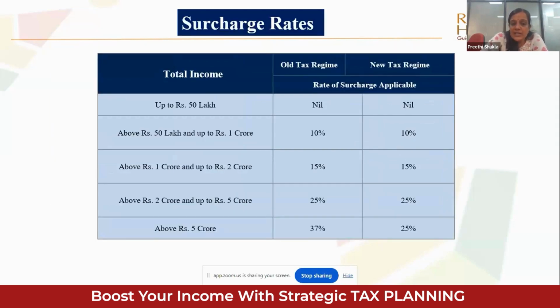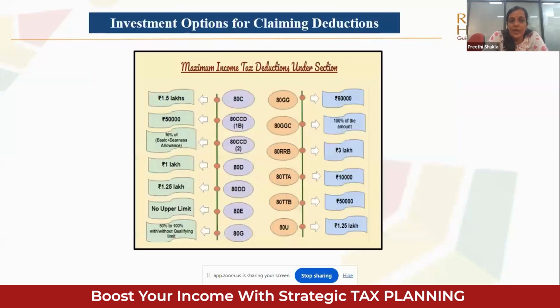Now, surcharge rates are only applicable under the old and new tax regime if your income is more than 50 lakhs. This is more for information purposes. So, what are the different options available for claiming tax deductions and exemptions? There are plenty of options available. The most common ones are on your screen: 80C and their subsections, 80D and their subsections, 80G and their subsections.